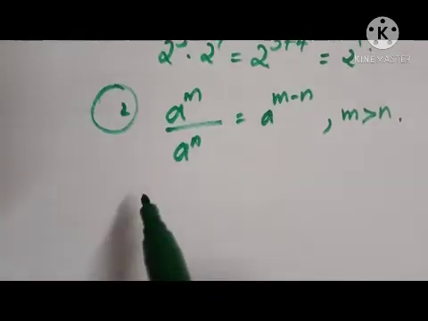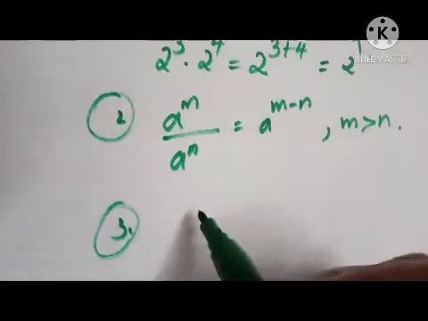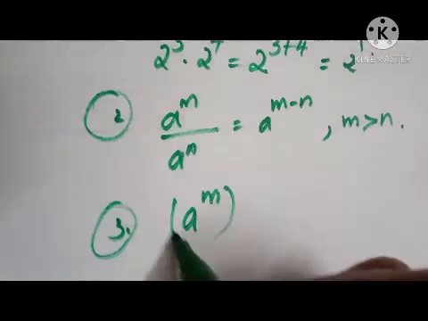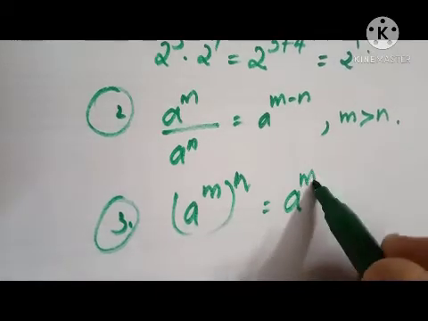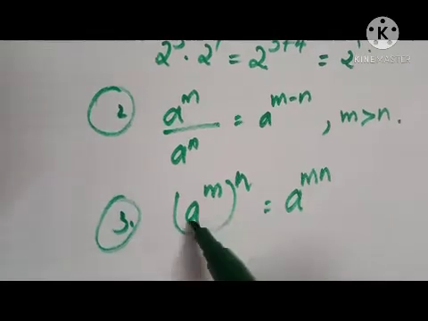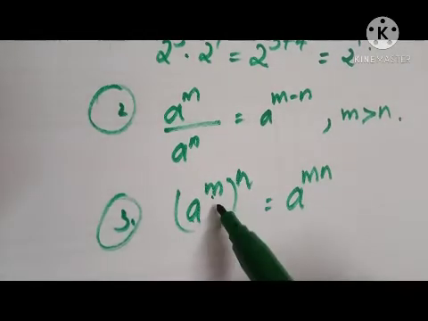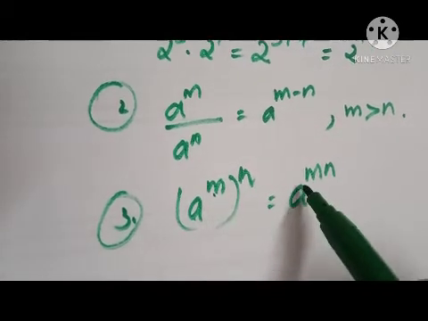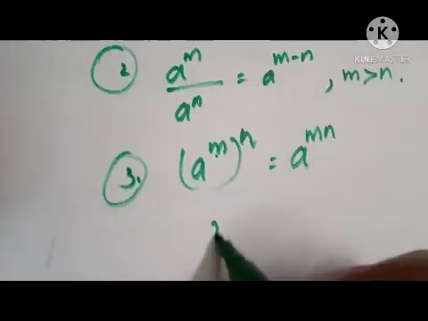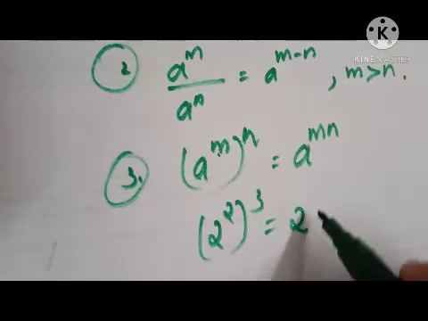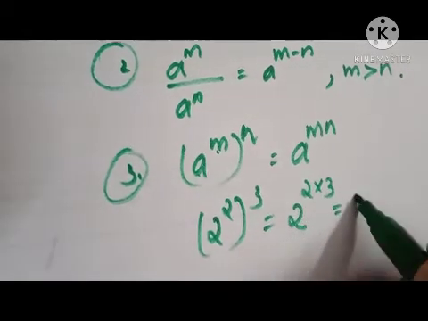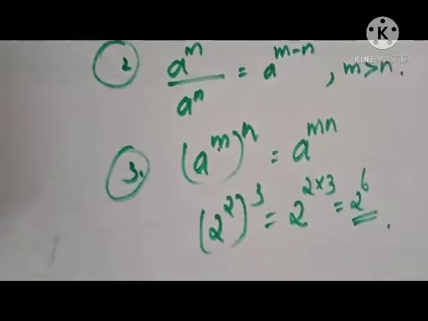Then third one, a raised to m whole raised to n. What will it be? A raised to m into n. Power of a power. It will be a raised to m into n. For example, 2 raised to 2 whole raised to 3. What will it be? 2 raised to 2 into 3 equals 2 raised to 6.